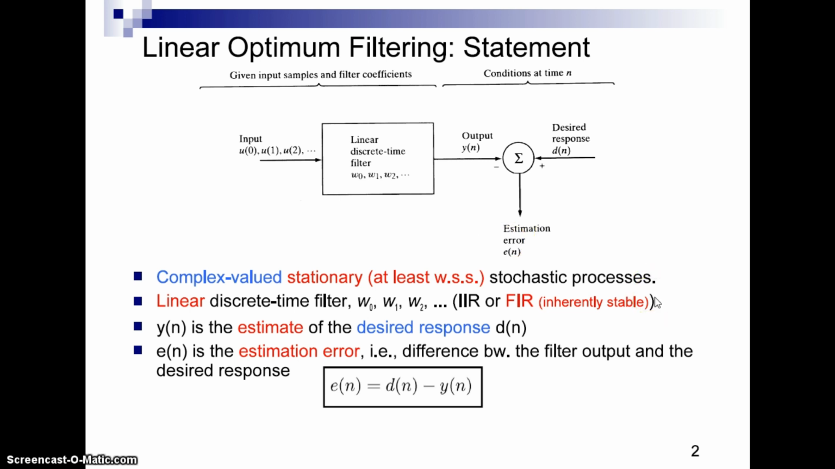Now we'll begin this chapter by outlining the linear optimum filtering problem and setting the stage for examining the rest of the theory of the Wiener filter and its variants. First, we'll start with the linear optimum filtering problem statement. Then we will discuss in detail the Wiener filter and its variants. Now consider this block diagram.